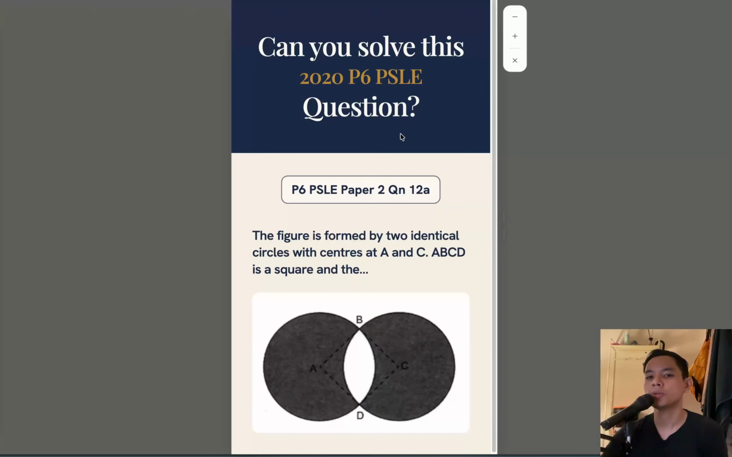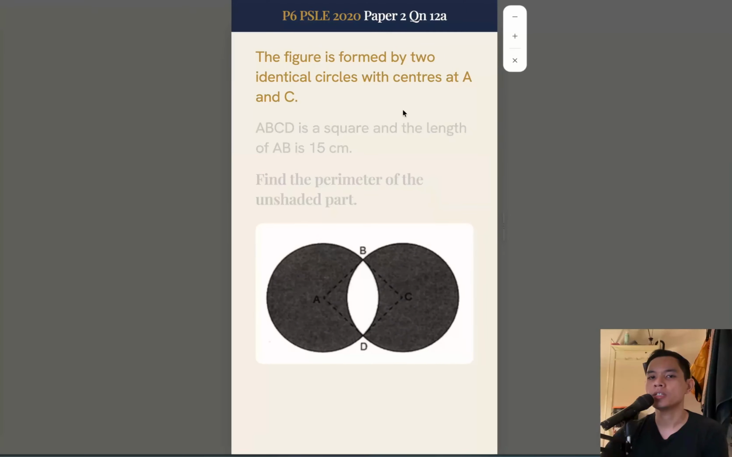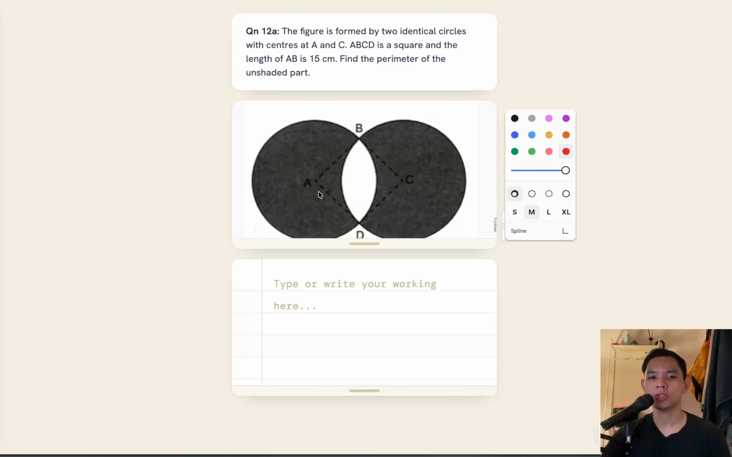18 minutes. Question 12, part A. The figure is formed by two identical circles with centers at A and C. ABCD is a square, and the length of AB is 15 centimeters. Find the perimeter of the unshaded part. So if you were to look for just one part of it, I'm going to put A here so it's easier to see.